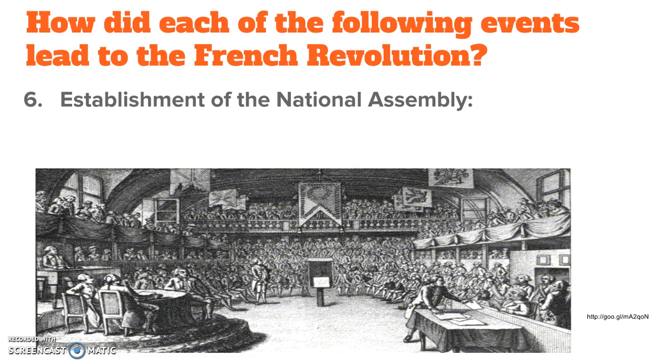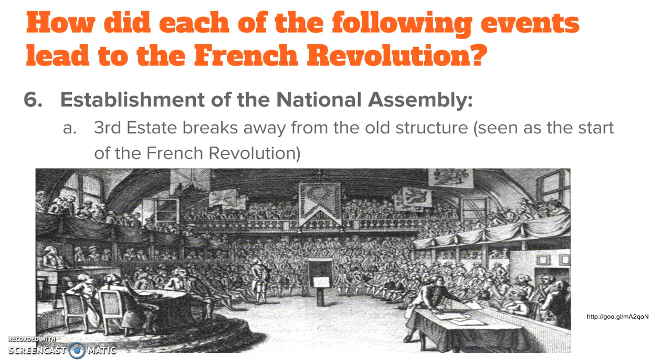And so they decide one of the ways that they're going to get some of the reforms to happen is to create the National Assembly. Now, the National Assembly is made up of mostly third estate people, but occasionally some people from the clergy would also become a member, or possibly some people from the nobility. And basically, this idea of creating this National Assembly was breaking away from the old structure of the Estates General.